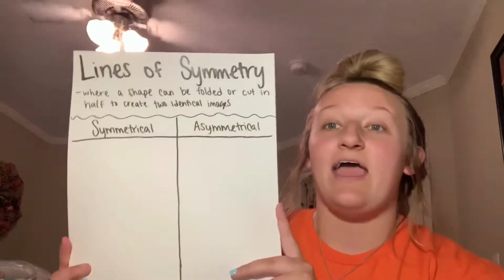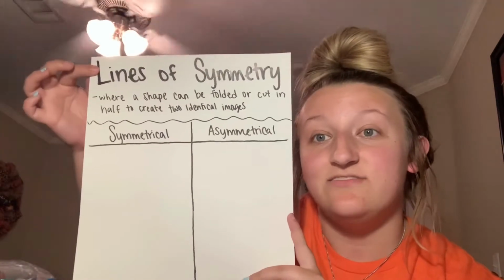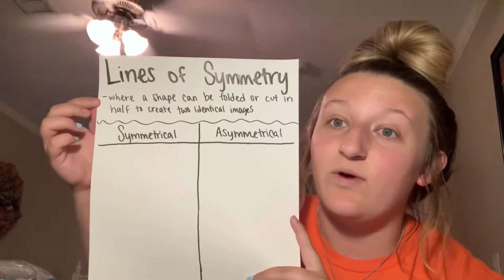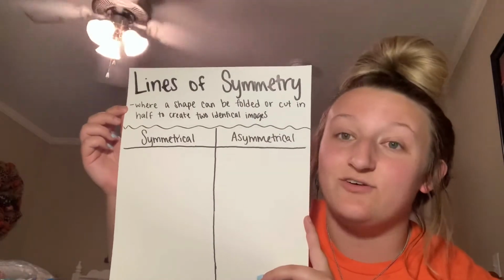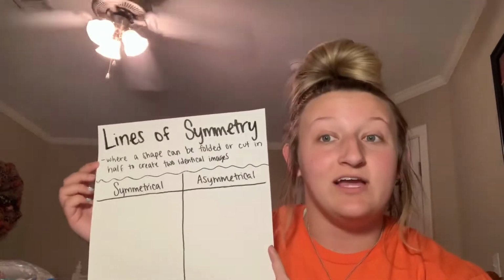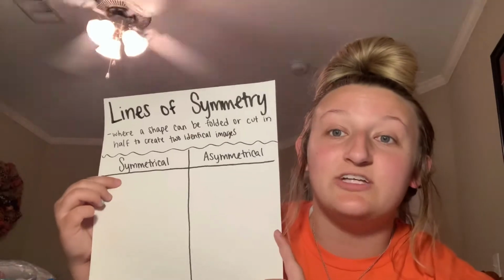So guys, now we're going to be making an anchor chart that y'all can refer back to later in the assignment if y'all need help. So I have some of it made already. Lines of symmetry, as we already talked about, are where a shape can be folded or cut in half to create two identical images. So y'all are going to help me decide if these shapes are symmetrical or asymmetrical.